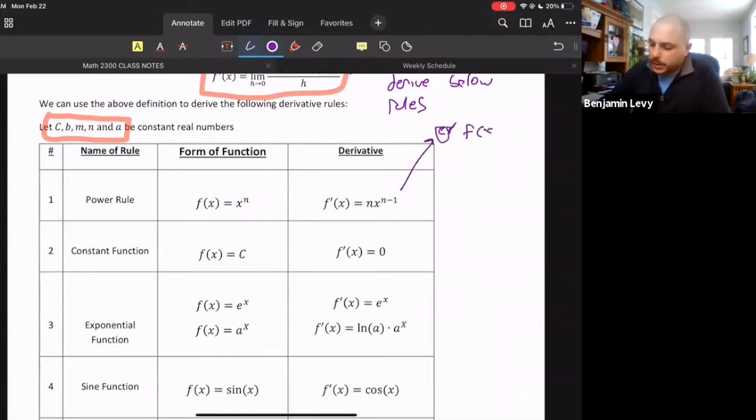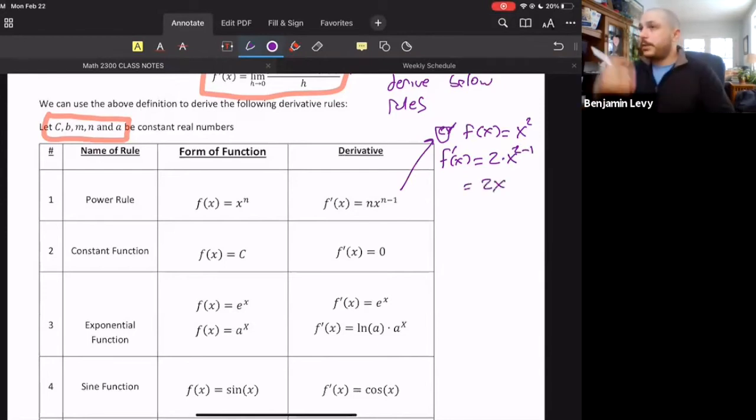If our function is, for example, x squared, like we just looked at previously, we found that the derivative of that was 2x. And here what we're seeing is that rule in practice, right? The derivative is bring down the power, subtract 1 off the power. That's what this rule tells us to do. And so we get 2x, just like we found previously.